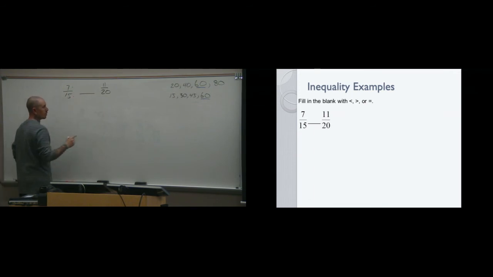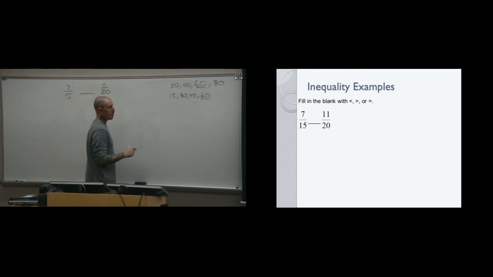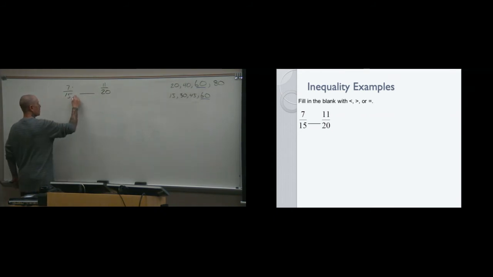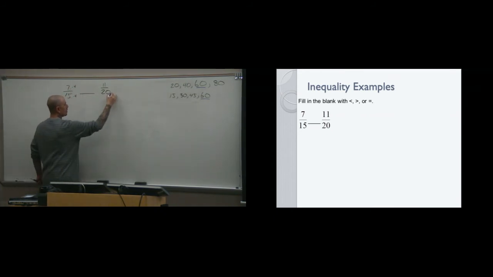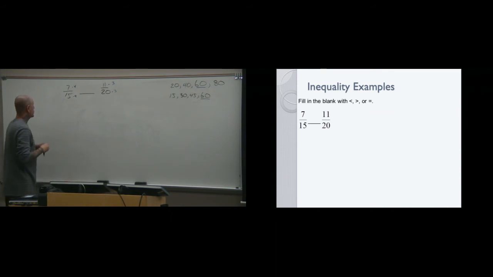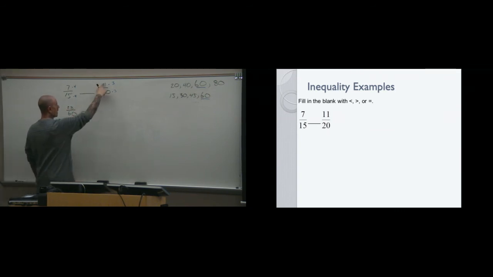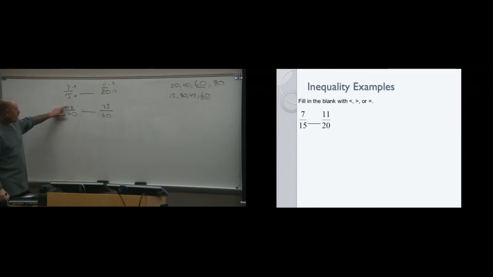Okay. Now, we would say 15 times what gives us 60? 4. Remember, all you have to do is count the number of multiples. And then 20 times what is 60? 3. So now 7 times 4 gives us what? 28. So that's 28 over 60. And then 11 times 3 is 33 over 60. So this is saying 28 sixtieths, and this is 33 sixtieths.